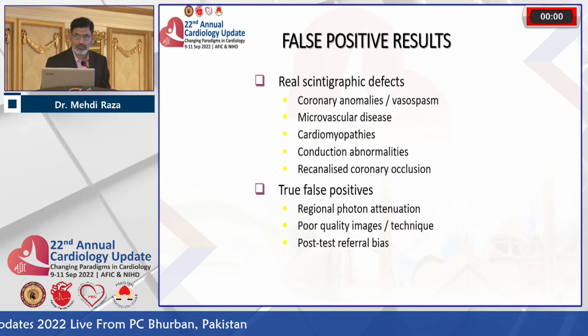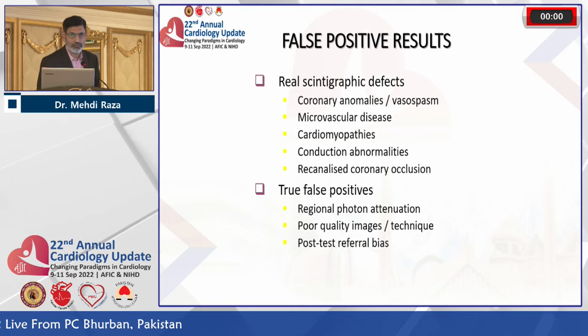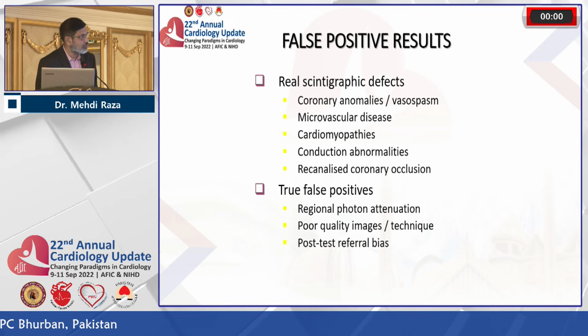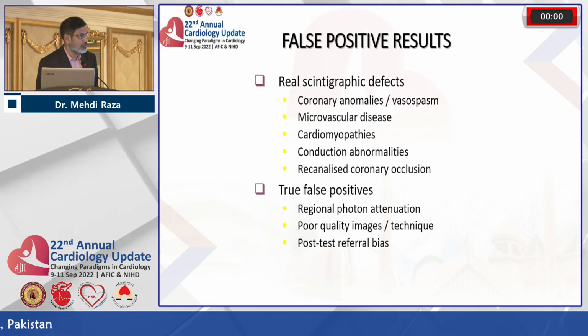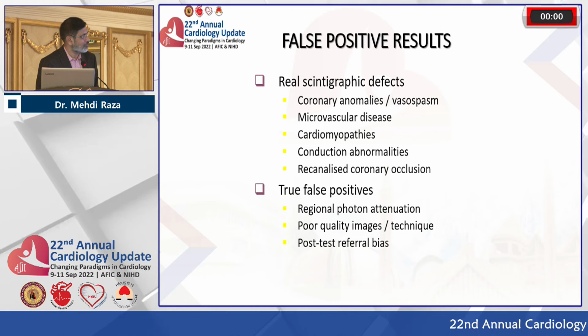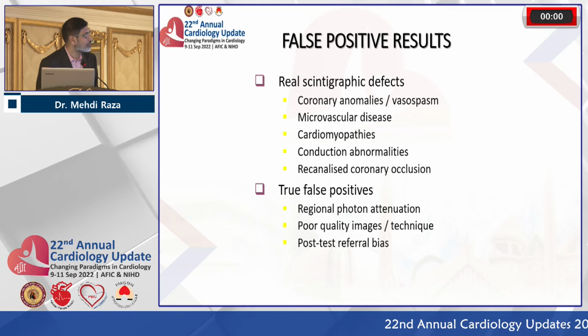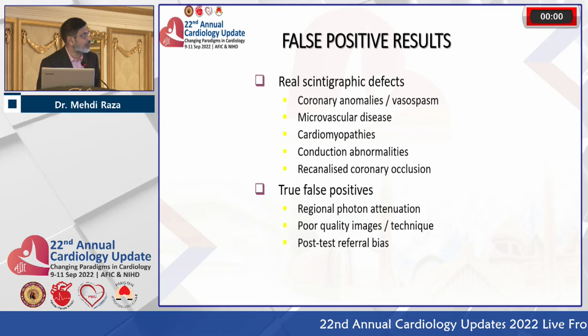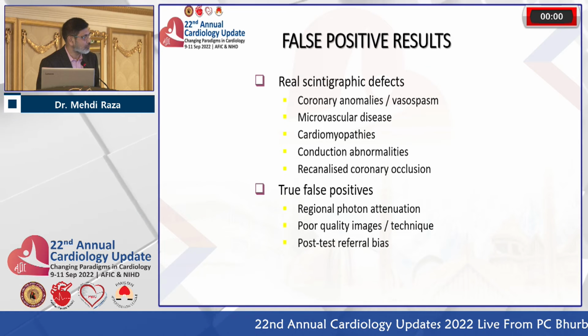So the patient comes to us, for example, he or she has been referred for a myocardial perfusion scan, and it's found that it's perfectly normal. So there is a tussle going on between the cardiologist and the nuclear cardiologist that the angiogram had a lesion. So how come the scan is normal? Anyway, so the real scintigraphic defects can occur through these mechanisms.